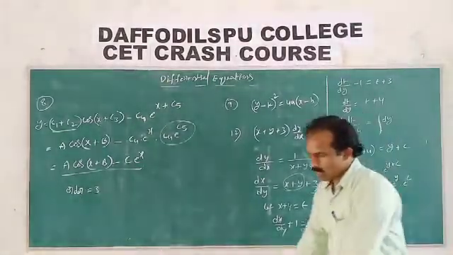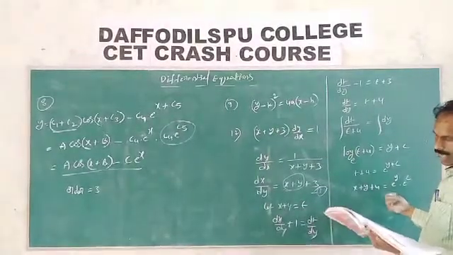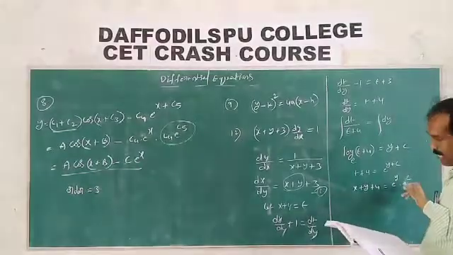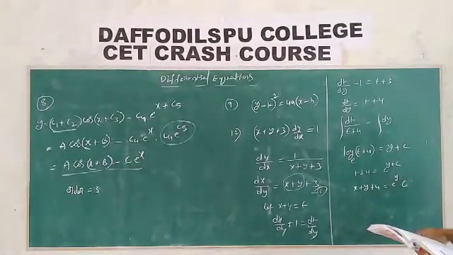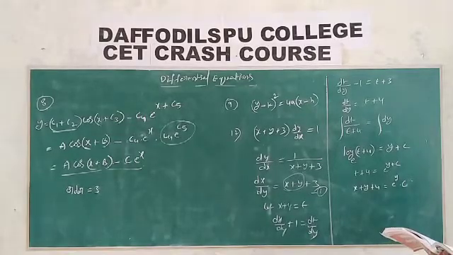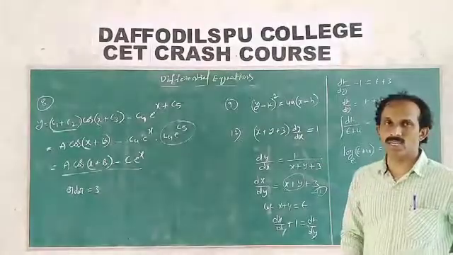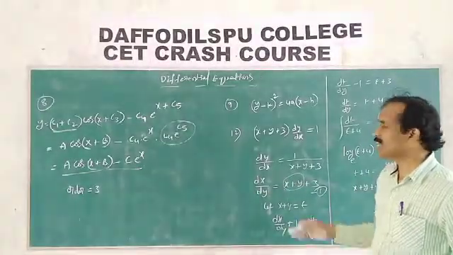What is the option? Which option is carrying this one? x plus y plus 4 is equal to e to the power y into some constant, e to the power c considered as a constant. Therefore, the second option is the correct answer. This same problem can also be done by another method, the linear differential equation method.